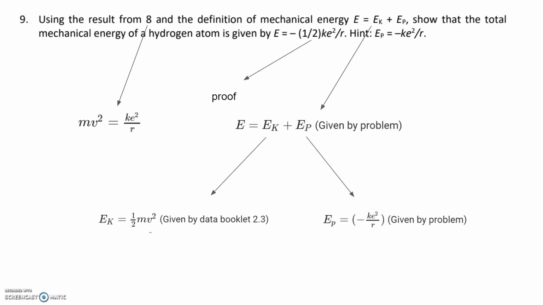In addition, the question asks us to prove that the mechanical energy of a hydrogen atom is given by the following equation. To add more details to the definition of mechanical energy, the equation for kinetic energy is 1/2 mv squared, which can be found in the data booklet, section 2.3. The equation for the potential energy is given by the problem through the hint. Now that we know all the given values, we can begin solving the question.